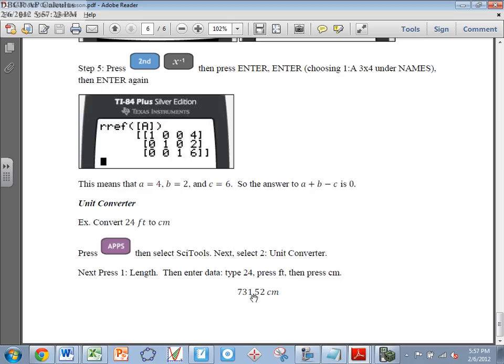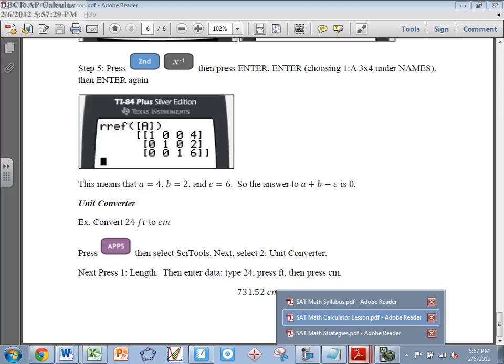Do them on your own, please. Okay, with that said, let's move on to strategies. That was just a brief overview of things you can do on the calculator. There is a lot more you can use the calculator for, and we'll come up with those as we go through some of the problems later.